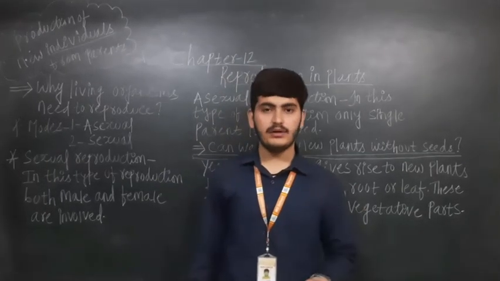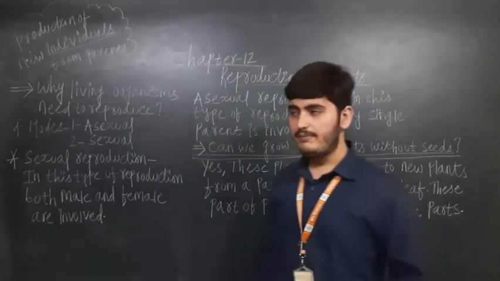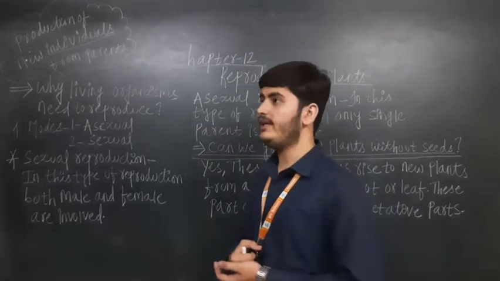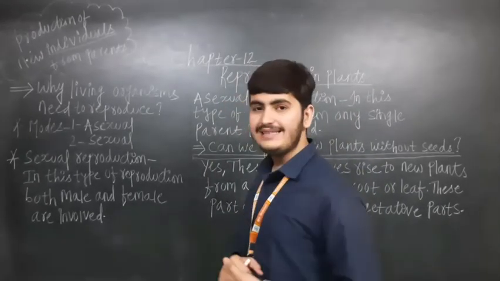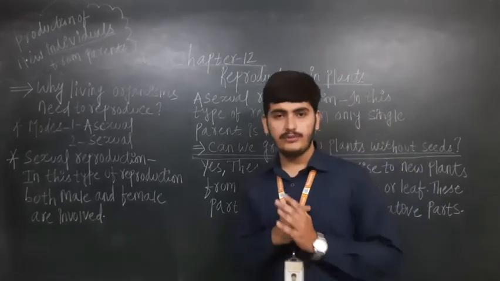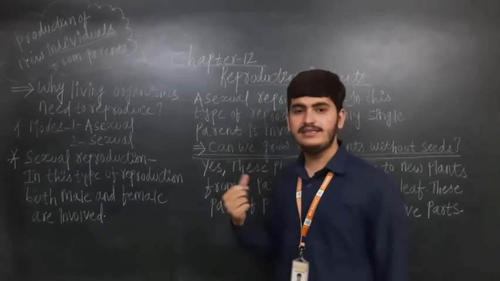This reproduction takes place in all living organisms, like we human beings. Human beings give birth to young ones. Animals also give birth to their babies, and plants also do reproduction. Yes, plants also do reproduction, but the way in plants is different. How the plants reproduce, the way is different. All those things we are going to learn from this chapter.